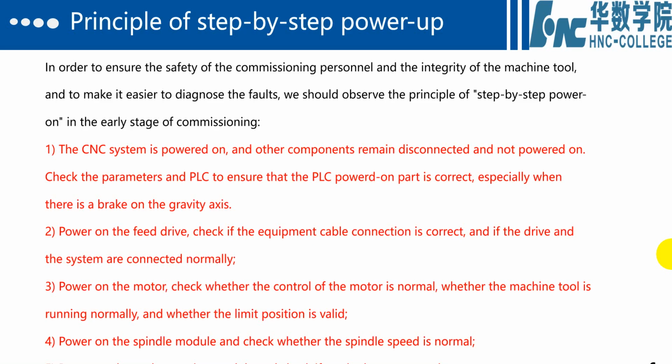Secondly, power on the feed drive. Check if the equipment's cable connection is correct and if the drive and the system are connected normally. Thirdly, power on the motor. Check whether the control of the motor is normal, whether the machine tool is running normally, and whether the limit position is valid. Fourth, power on the spindle motor and check whether the spindle speed is normal. Fifth, power on the tool magazine.